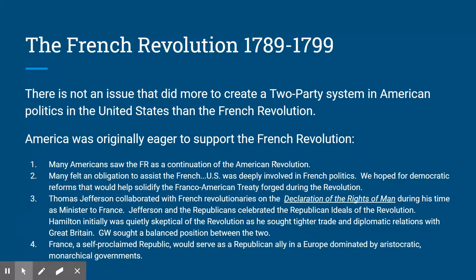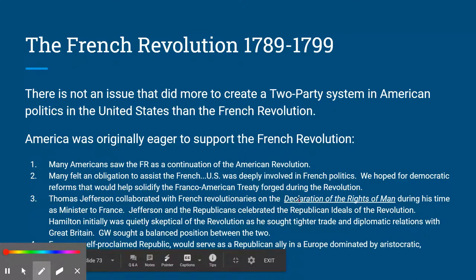In fact, at the time, Secretary of State Thomas Jefferson was actually in Paris and actually helped collaborate with the French in order to create this Declaration of the Rights of Man.